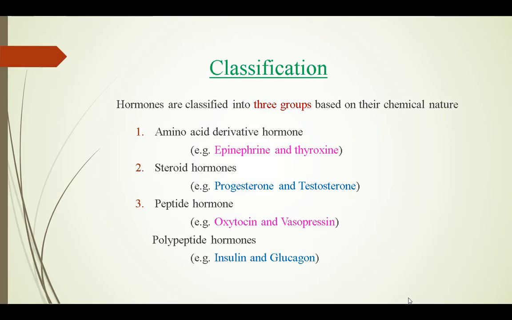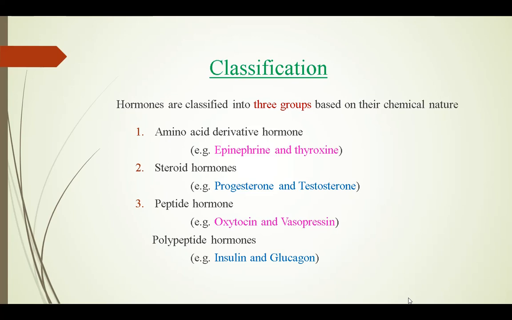Classification of hormones. Although there are many different hormones in the human body, they are grouped into three main types on the basis of chemical nature. Number 1. Amino acid derivative hormones, that is amines. These are simple molecules. Examples of amino acid derivative hormones are epinephrine and thyroxine.